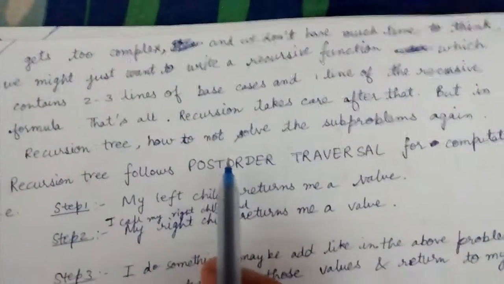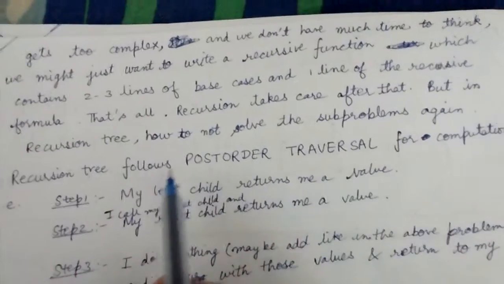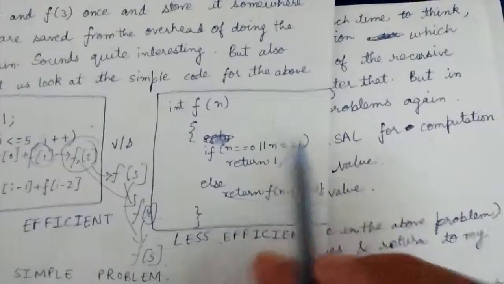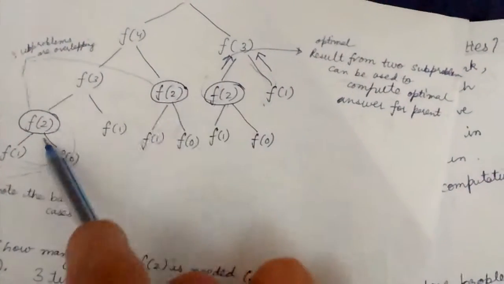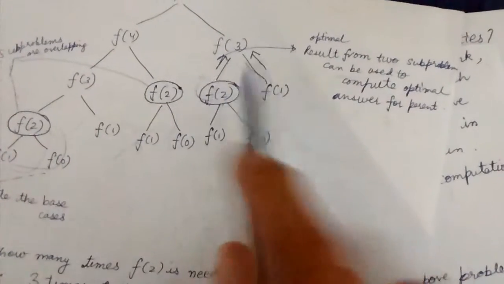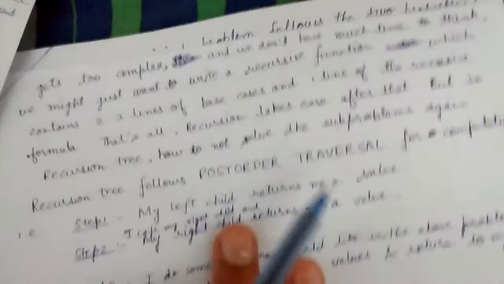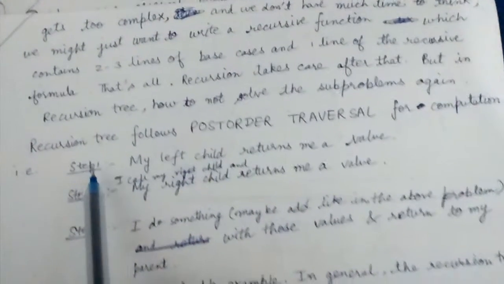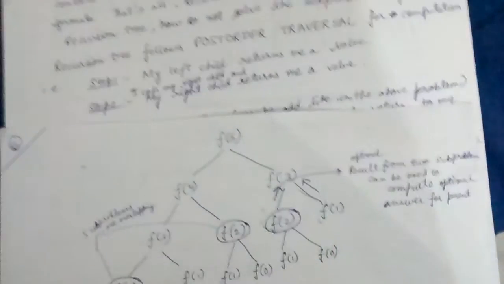But in the recursion tree, how do we not solve the subproblems again and again? Here we saw that in this recursion tree, f2 is called 3 times, and each time it is freshly recomputed. So how do we avoid that? The recursion tree follows a traversal order for computation. Step 1, my left child returns me a value. Let us see here what these steps mean.